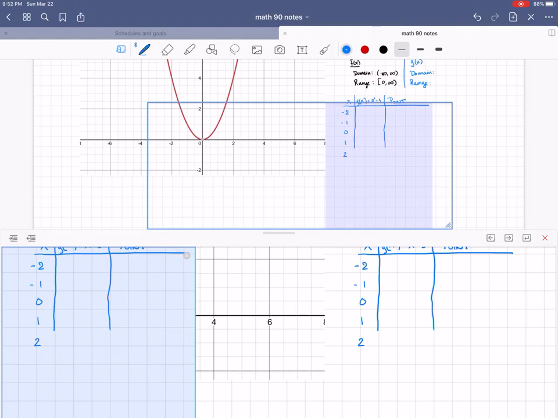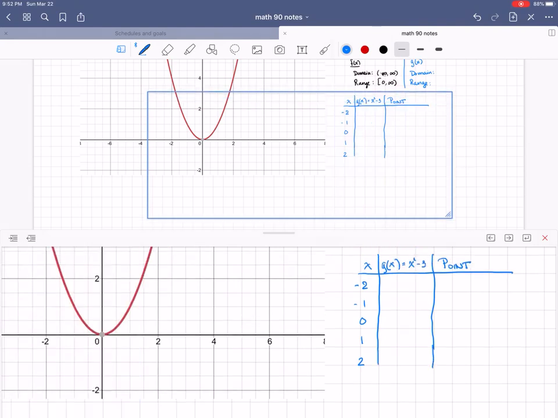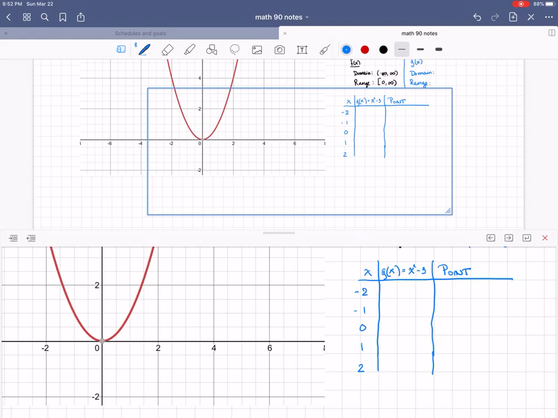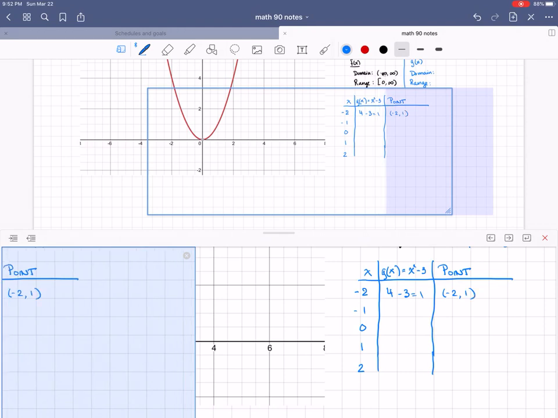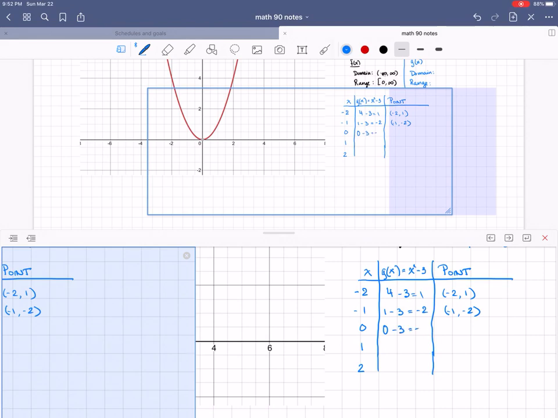Okay. To extend this a little bit. There we go. All right, so -2 squared is 4, minus 3 is 1, so the point is -2, 1. -1 squared is 1, minus 3 is -2, so the point here is -1, -2. 0 minus 3 is -3, so the point there is 0, -3. And here we have 1 minus 3 is -2. So we have 1, -2. And 2 squared is 4. Minus 3 is 1. So we're back to 1.